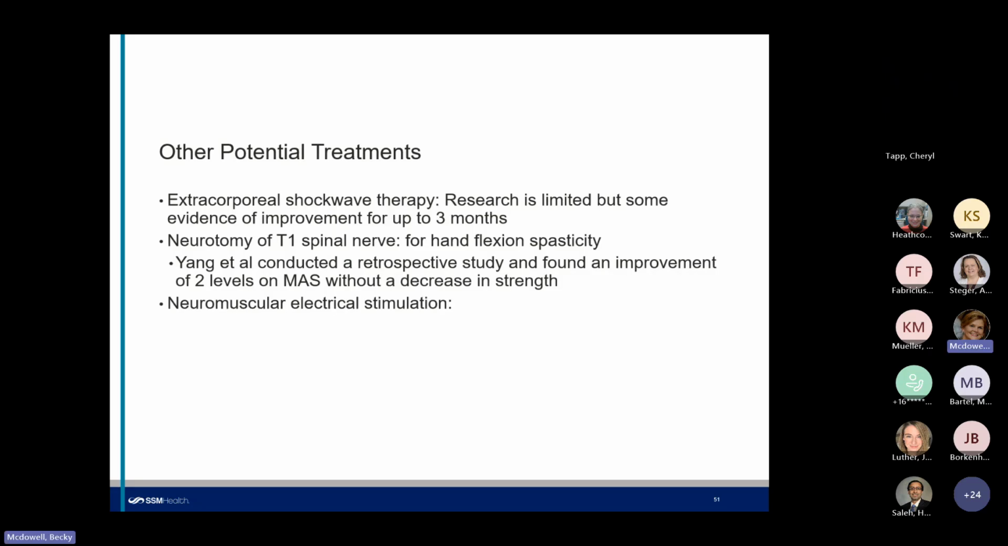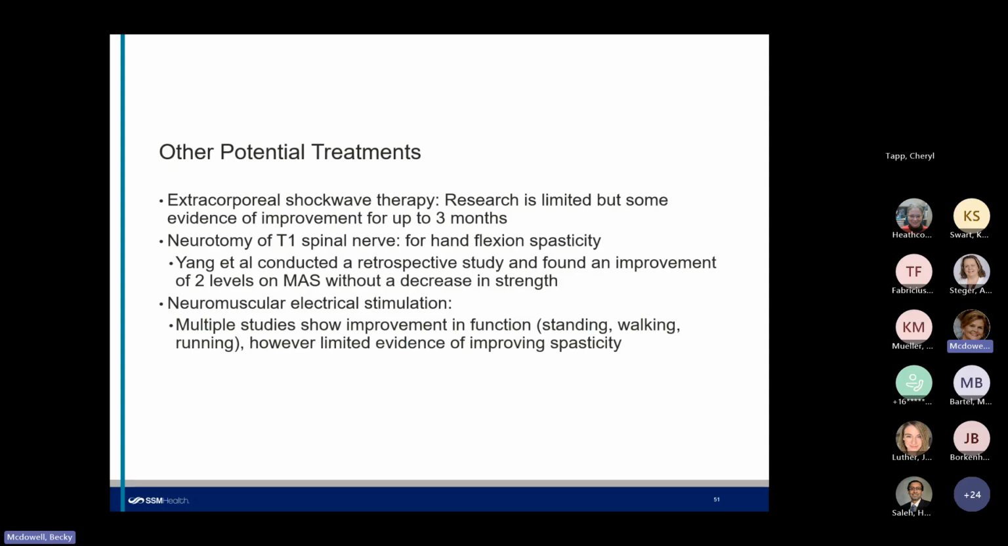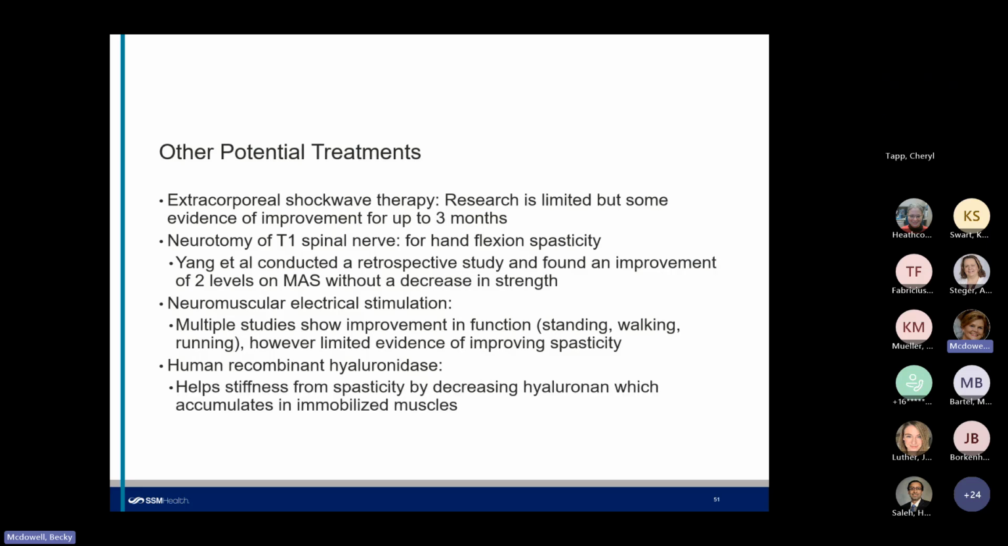Neuromuscular electrical stimulation, we talked about that earlier. Again, multiple studies show that it can improve function, but it doesn't exactly improve spasticity itself. This is something I just learned about while getting ready for this presentation: human recombinant hyaluronidase. The belief is that hyaluron builds up in stiff muscles that are not moving, especially immobilized muscles. You can use hyaluronidase to break up that hyaluron, which may improve range of motion in that joint again.